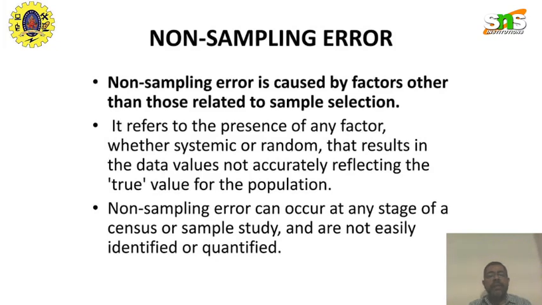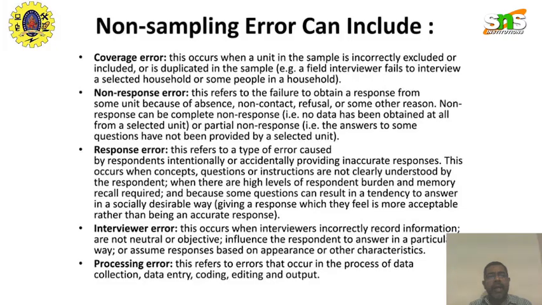Another one is called non-sampling error. Non-sampling error causes errors that are not covered in the sampling. It can occur in these five parameters, when we are not able to cover the entire population or the samples we decided on. These are the coverage error, non-response error, response error, interviewer error, and processing error. These are the errors that may happen in non-sampling.